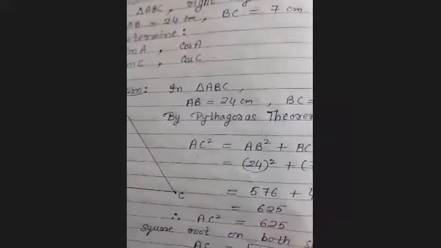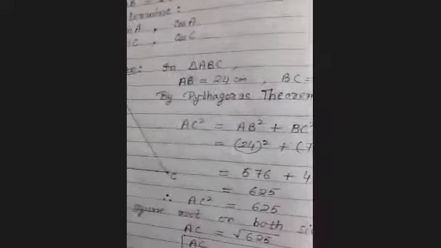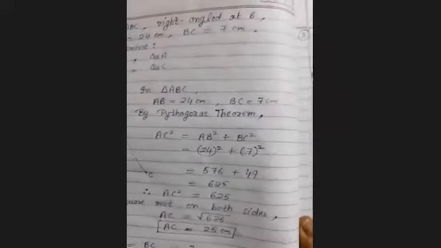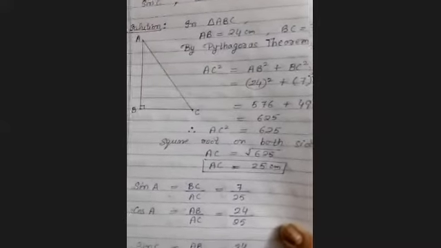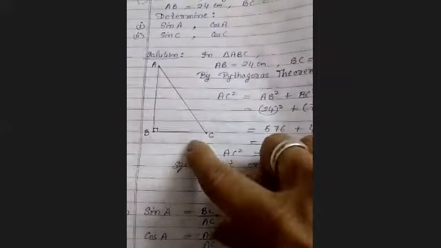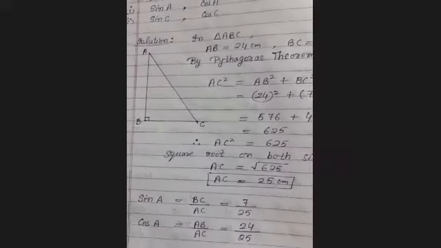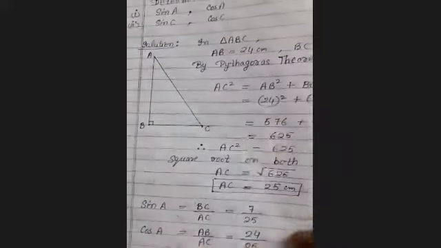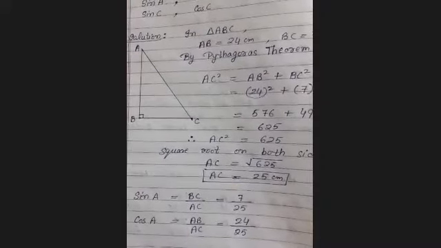Let us apply Pythagoras theorem. AC square equals AB square plus BC square. By substituting the values, we are getting the value of AC, taking square root on both the sides, that is 25 centimeter. Now we have to find out sine A, angle A. In front of angle A, that is the opposite side, is BC, that is perpendicular. And sine theta is perpendicular upon hypotenuse, therefore BC upon AC. By substituting the value, 7 upon 25 is the value of sine A.